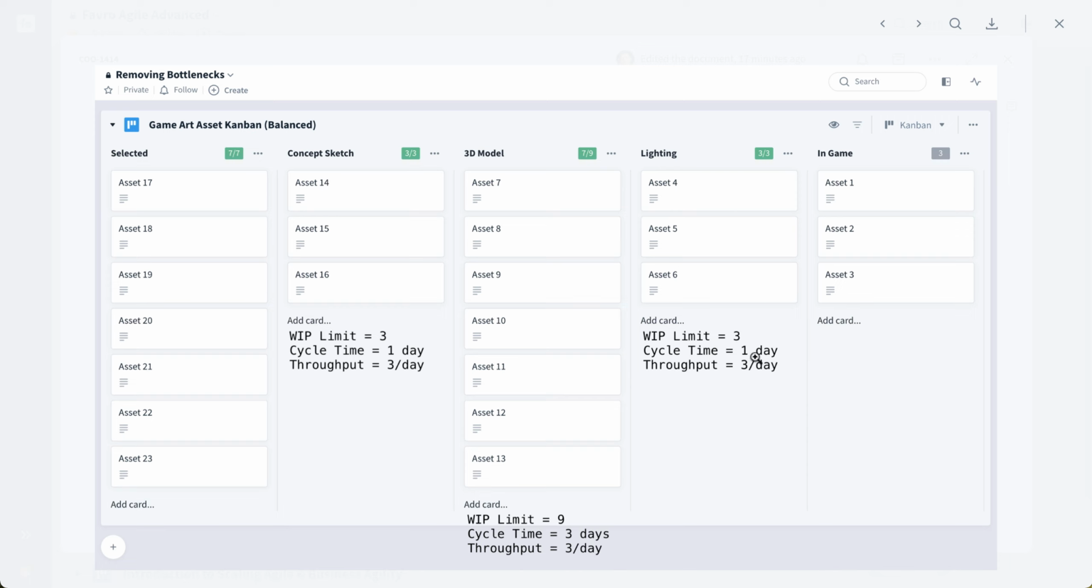And lighting we didn't change, so this will stay the same. The WIP limit of 3 divided by a cycle time of 1 art asset per day equals a throughput of 3 per day. We've now balanced this flow. Concept sketch is no longer overwhelming 3D modeling. 3D modeling is now no longer backing up. It can handle what's coming in from concept sketch. And lighting is no longer starved for work by the upstream stage, 3D modeling. So by balancing this flow, we've removed the bottleneck at the 3D modeling stage.